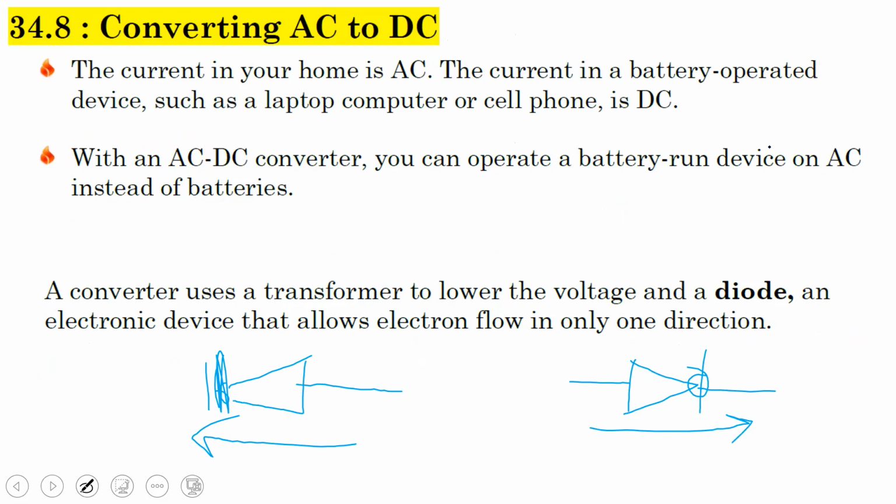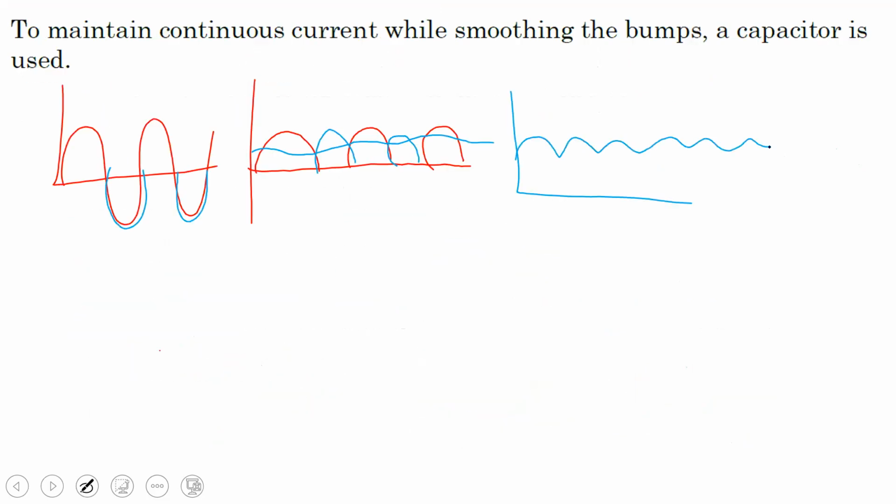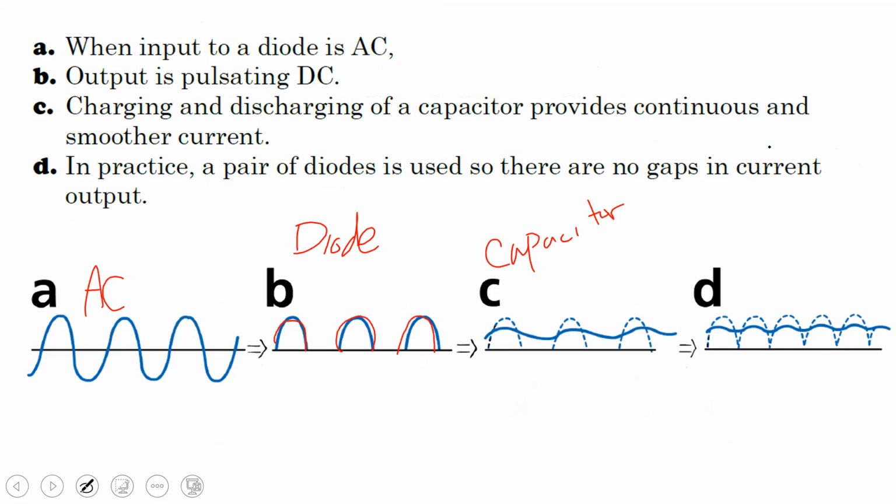the voltage. So to convert AC to DC, we need diodes, a transformer, and a capacitor. The transformer lowers the voltage, the diodes allow the electrons to flow in one direction, and the capacitor gives you a continuous and smooth current. This way, we can convert an AC to DC current, or alternating to direct current. Is it clear?